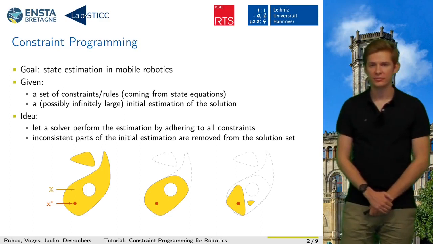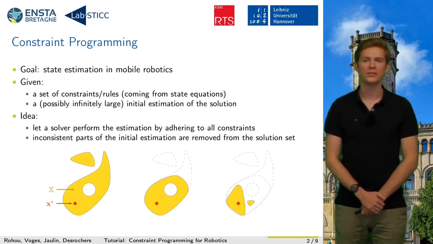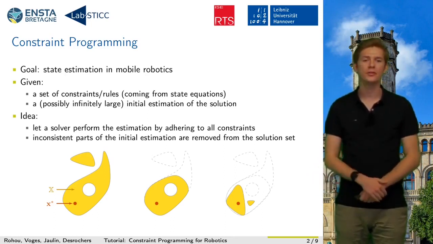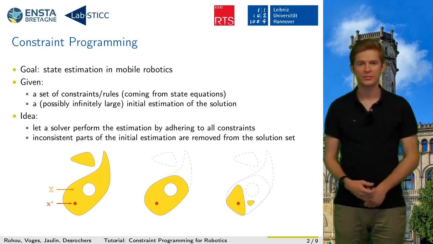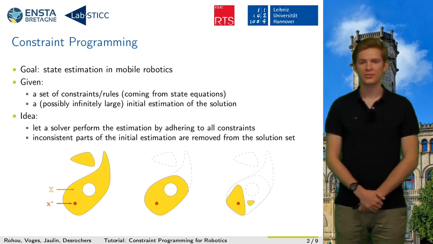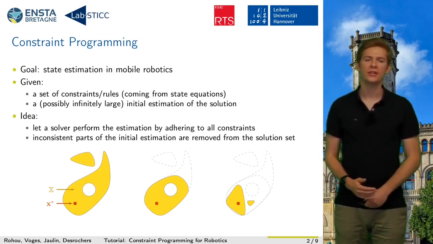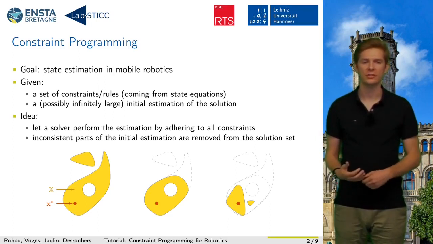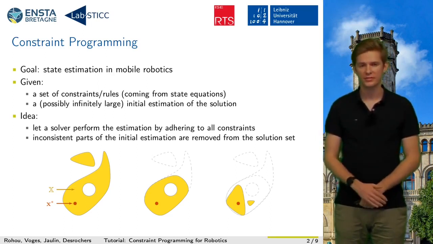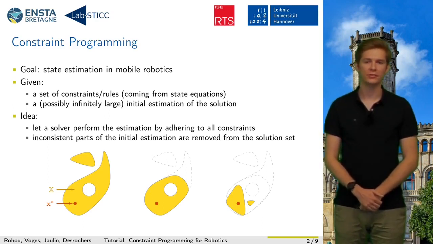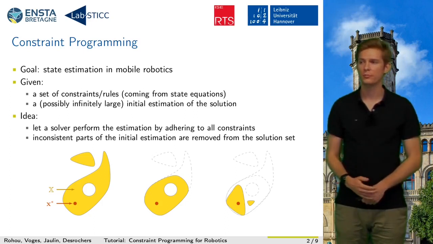First, let me give an introduction to constraint programming. Here, our goal is to estimate the state of a mobile robot given a set of constraints or rules coming, for example, from state equations or measurements. Additionally, we need an initial estimation of the solution, so we need an initial solution set, but this initial solution set can be infinitely large. Then the idea is to let a solver perform the estimation by adhering to our constraints.